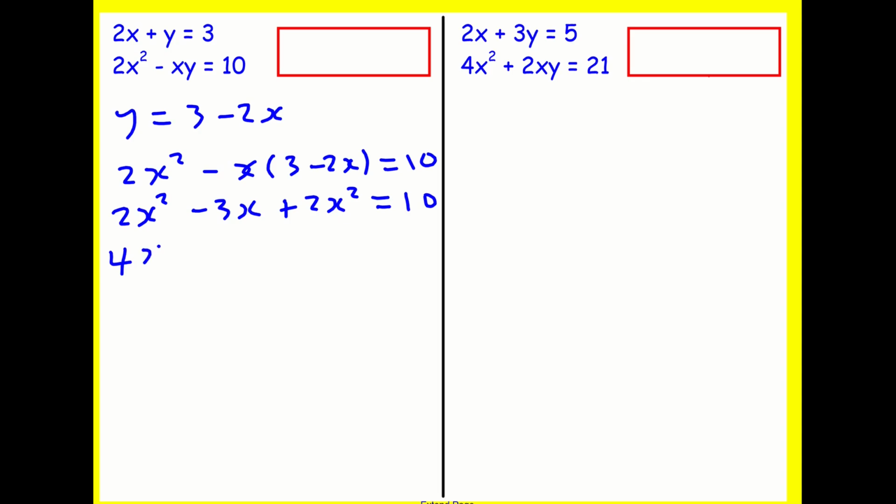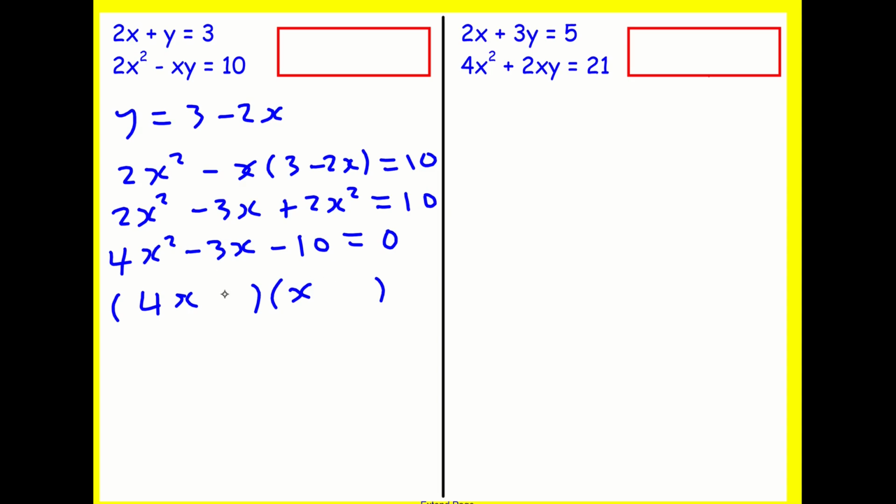This leaves me with 4x squared minus 3x minus 10 equals 0. Okay, it might be 2x and 2x, or it might be 4x and x. Actually, because there's a minus 3x here, it can't be 2x and 2x because there's no way I'd get an odd number here. So we've just got to try some things out.